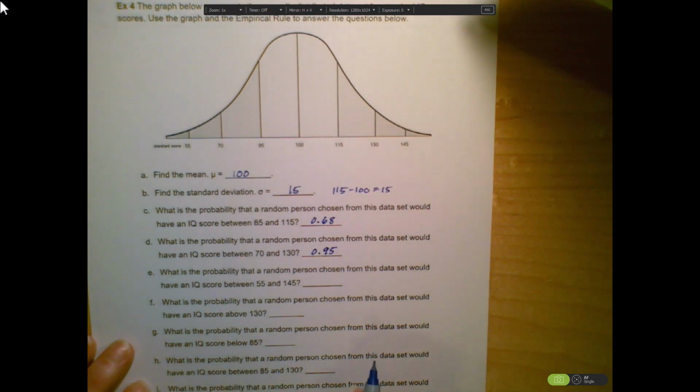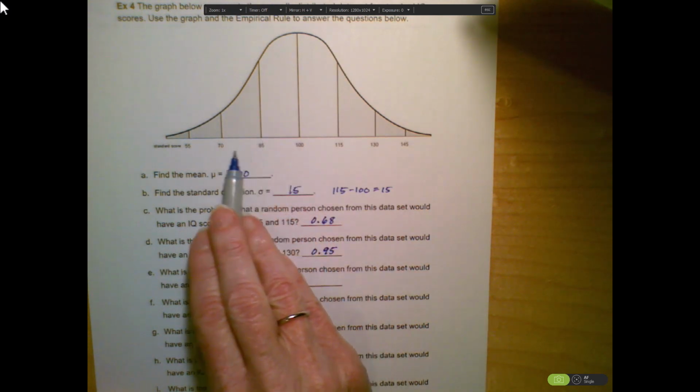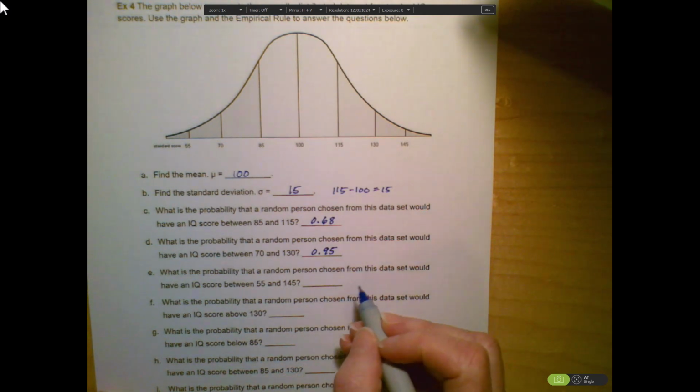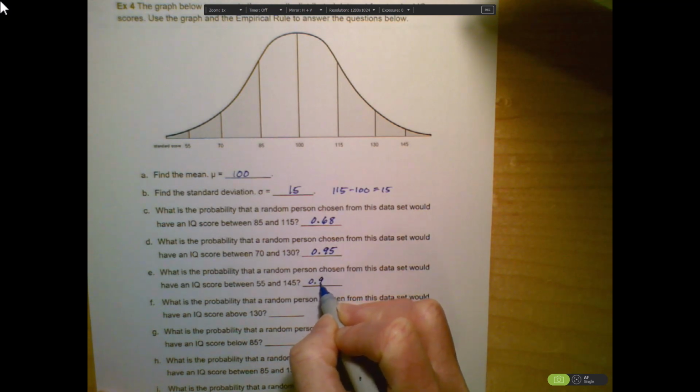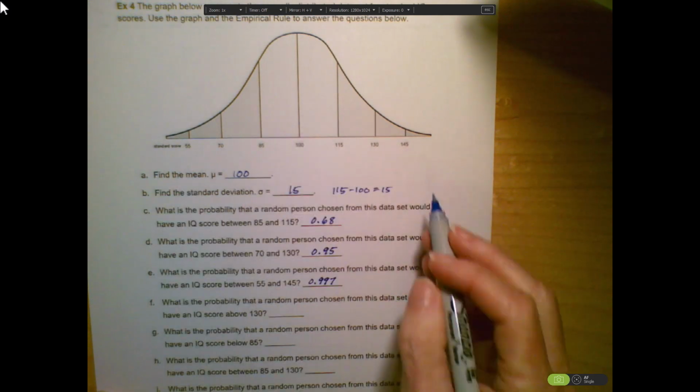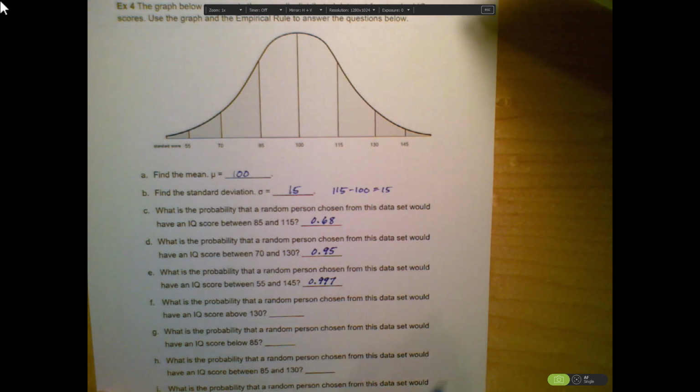Okay, in E it says, what is the probability that a random person chosen from this data set would have an IQ score between 55 and 145? Okay, where's 55? It's down 1, 2, 3 standard deviations. 145 is up 1, 2, 3 standard deviations. So the percent of the data that's within 3 standard deviations is what? 99.7%, right? And so we'll move that decimal place 2 places to the left and get 0.997. And remember the total area is 1, so you can see there's not much left after 0.997.